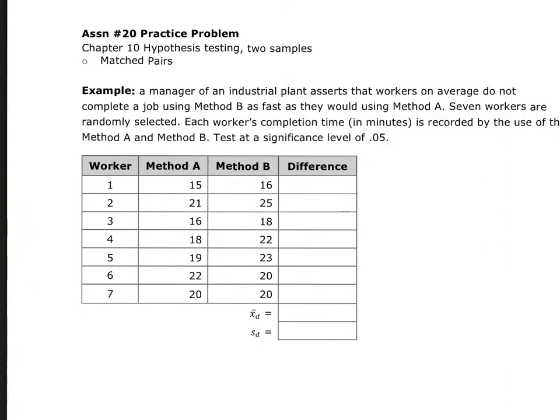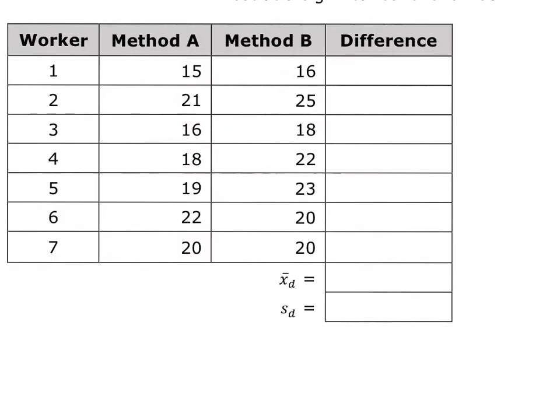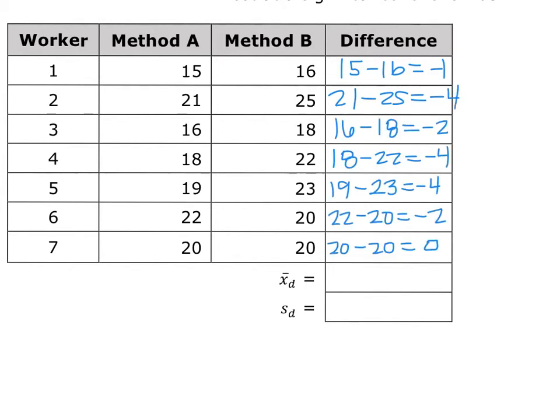So what we have is one sample and 2 measurements from that one sample. So we're finding the mean difference for matched pairs. The first thing that we want to do is find the difference for each of these workers. So for worker 1, the difference is 15 minus 16, we get negative 1. Worker 2, 21 minus 25, negative 4. And do that for each of the workers and calculate that difference.